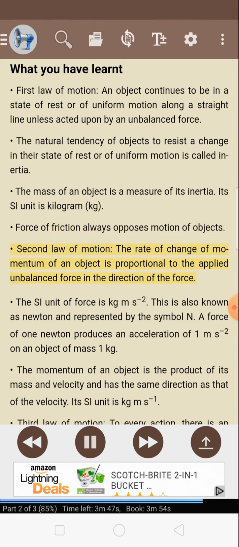Second law of motion. The rate of change of momentum of an object is proportional to the applied unbalanced force in the direction of the force. The SI unit of force is kg m s⁻². This is also known as Newton and represented by the symbol N. A force of 1 Newton produces an acceleration of 1 m s⁻² on an object of mass 1 kilogram. The momentum of an object is the product of its mass and velocity and has the same direction as that of the velocity. Its SI unit is kg m s⁻¹.